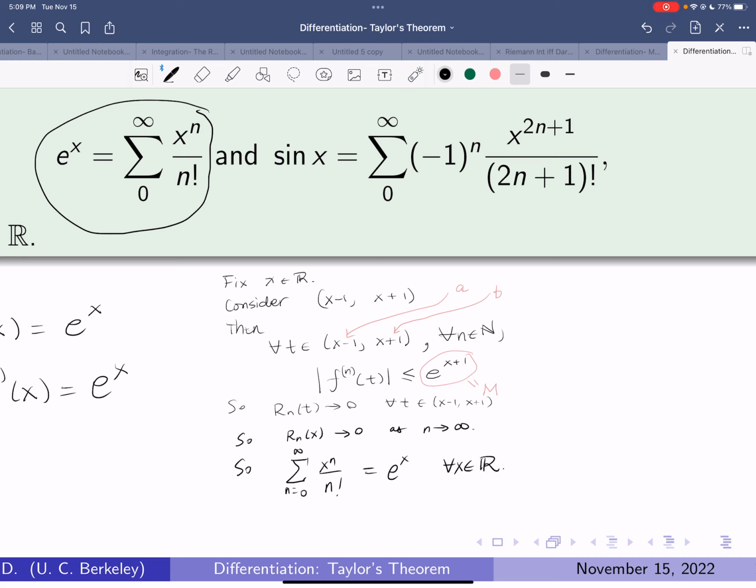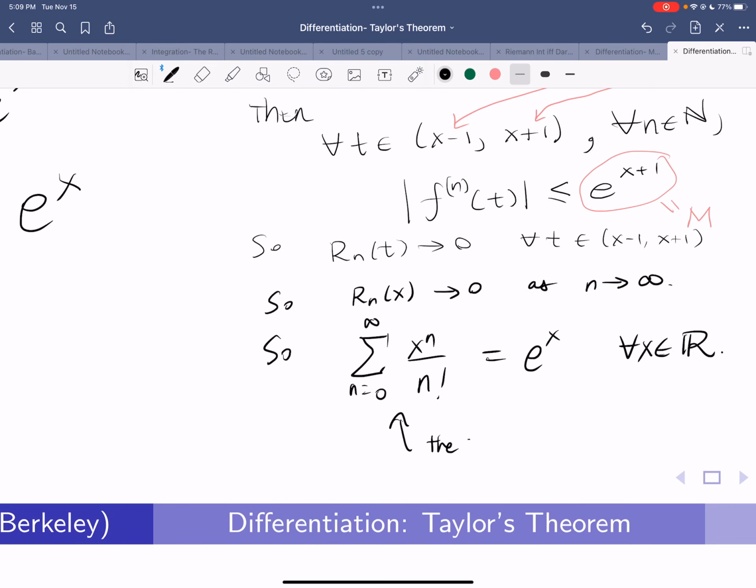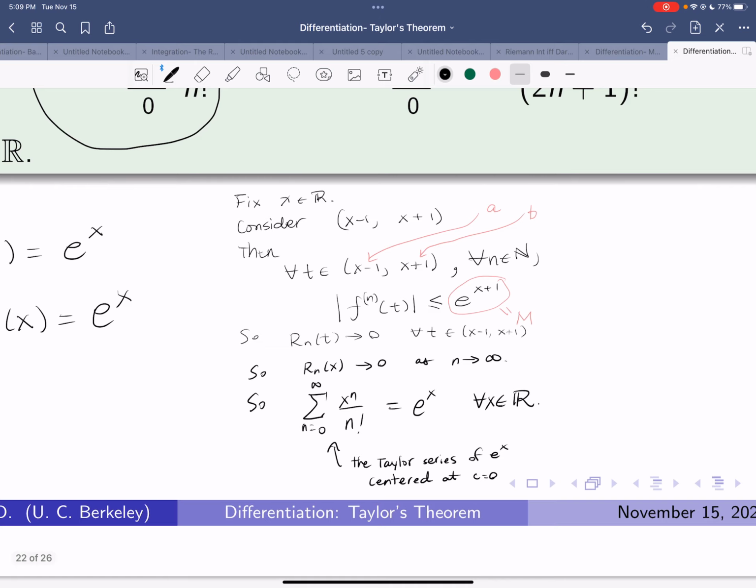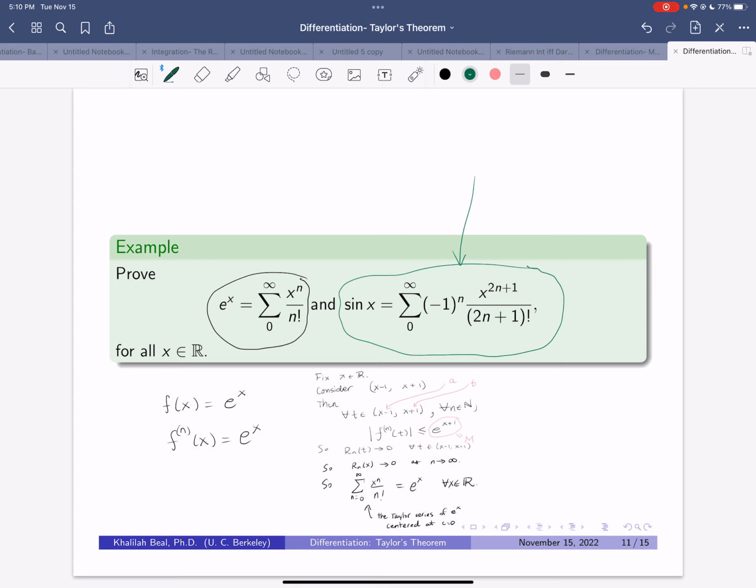Just in case it's not clear here, this is the Taylor series of e to the x, centered at 0. Okay. And there's a similar approach for proving sine x is equal to its Taylor series. The only thing here is we have things a little easier, because if I let f of x equal sine x, then the nth derivative is always going to be less than or equal to 1 and greater than or equal to negative 1.